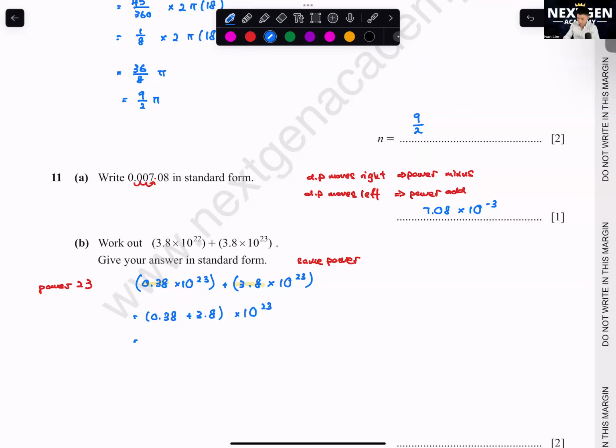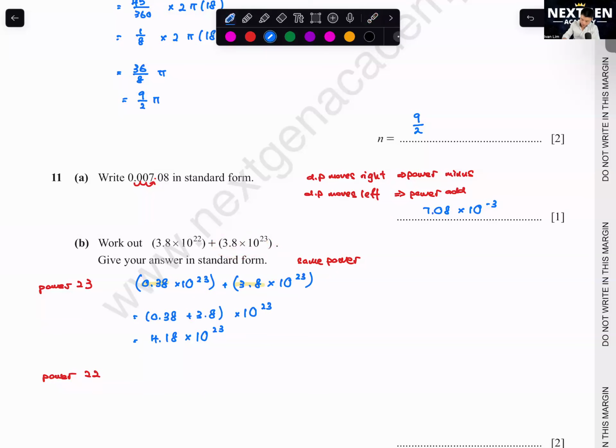0.38 plus 3.8, we'll get 4.18 times 10 to the power of 23. Okay, so this one is changing to the bigger power. What if we change it to power 22? Let's see how to do. That means I need to change this to 22. 23 minus 1, minus 1 means this one I need to move to the right.